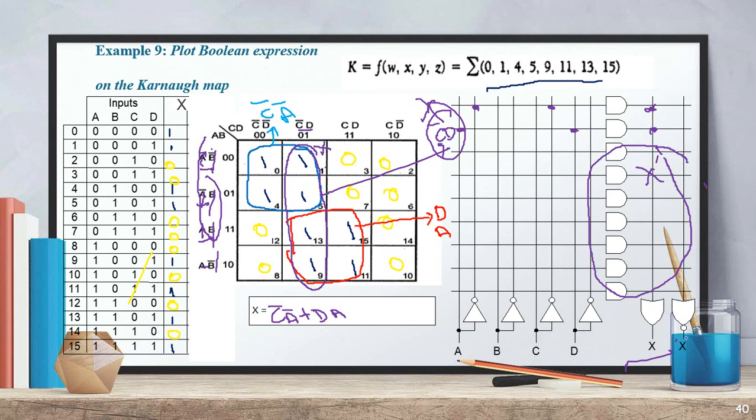Somewhere X bar is required, so at that time you can use the NOR gate on the output side, and you can do this also. So if you take this portion here, this is actually called X bar. Whenever necessary you can do that.